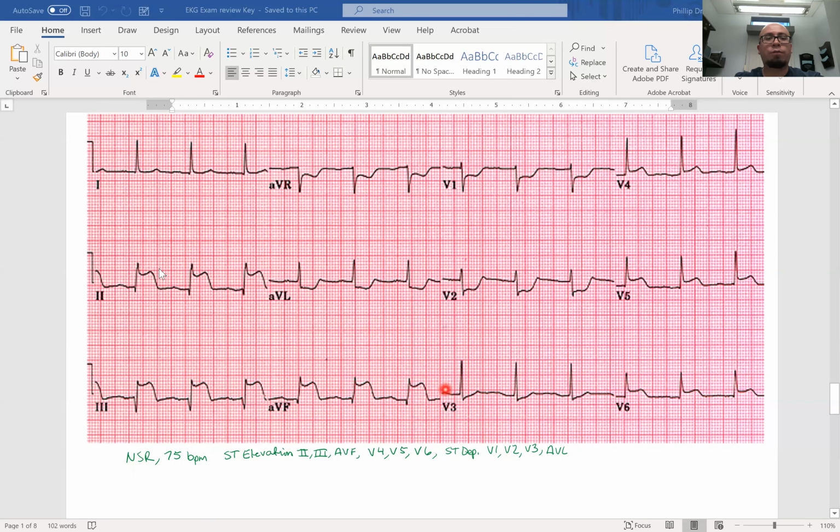So strip number 2, you don't have a full strip going all the way across, but that's okay. You can still measure from QRS to QRS to QRS with your index card. Here, ultimately, we have normal sinus rhythm, 75 beats per minute, ST elevation in 2, 3, AVF, V4, V5, V6, ST depression in V1, V2, V3, and AVL. Leads 2, 3, AVF are your inferior leads. They give you the picture of the bottom portion of the heart. So again, the arteries that are affected here are the terminal branches of your right coronary and left anterior descending.